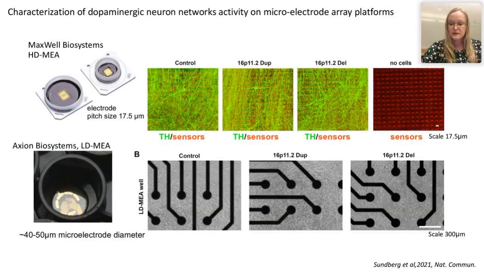Then we asked whether this will affect the network level functionality of the cells. And to study this, we used two different platforms, from MaxWell Biosystems, the high-density MEA, and from Axion Biosystems, the low-density MEA. In both of these plates, we plated 100,000 sorted dopaminergic neurons together with 8,000 astrocytes, and we followed the dopaminergic neuron network development over 4 weeks with these recordings. And here we see in the upper panel in green, the TH positive dopaminergic neurons that have been stained after 4 weeks of recording from these chips.